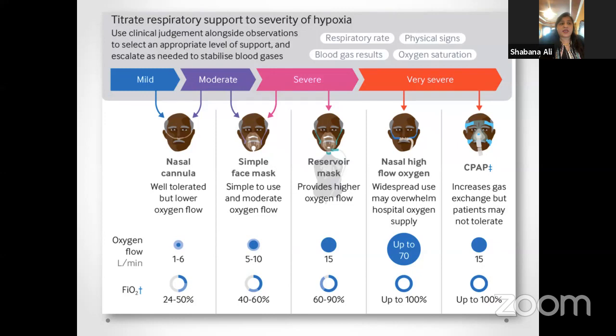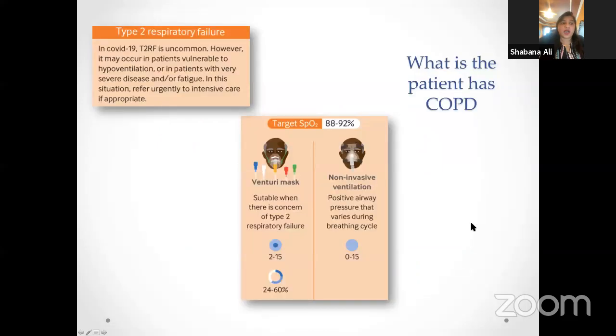Venturi mask, again, is known as an air entrainment mask because it's a device that delivers a known oxygen concentration to patients on controlled oxygen therapy. So the Venturi mask mixes oxygen with room air, creating a high flow enriched oxygen of a desired concentration, and it provides an accurate and constant FiO2 despite varied respiratory rates and tidal volumes.